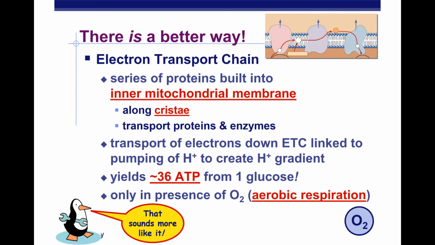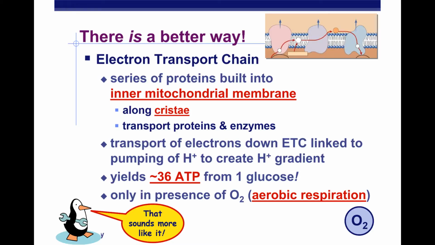So I get it. So far it's been sounding pretty unglamorous, like none of this is exciting. We're not making a whole lot of anything. But all of that's about to change once we get to the electron transport chain. Now, just like in photosynthesis, there are a series of proteins that are built into the cristae, that inner mitochondrial membrane, and they support proteins and enzymes, and it's all about pumping hydrogens and moving electrons and creating energy.